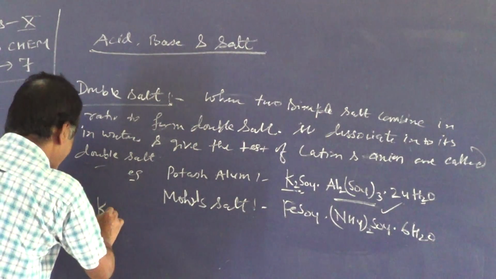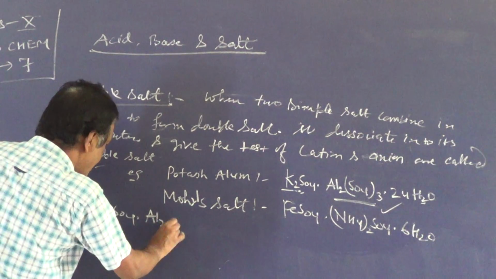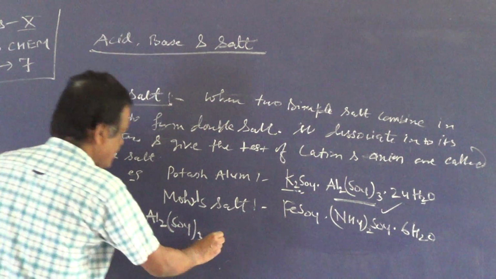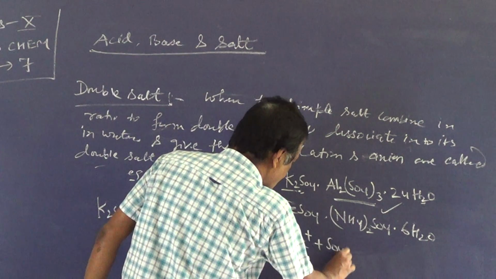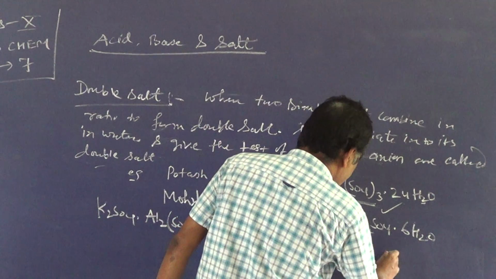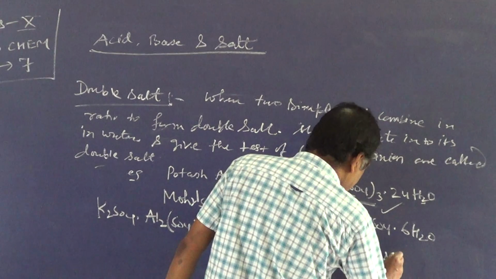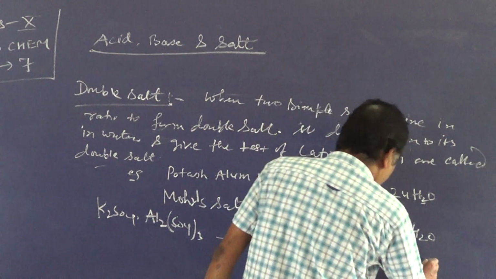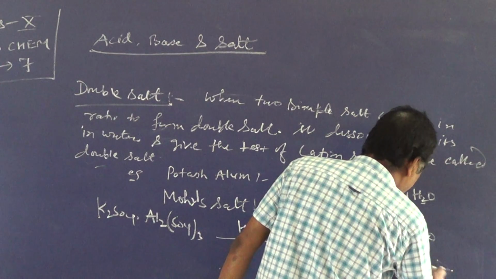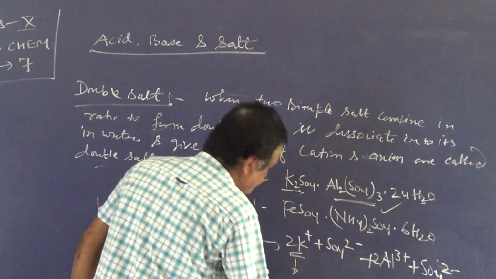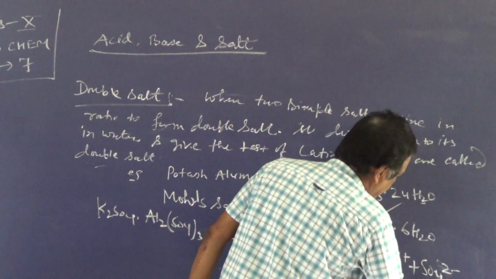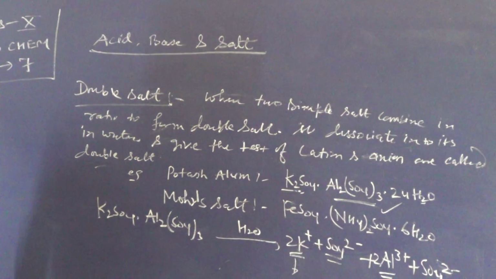Potassium sulfate K2SO4 and Al2(SO4)3 in water dissociate: 2K+ and SO4 2-, and aluminum also dissociates into 2Al3+ and 3SO4 2-. They dissociate into ions and give the test of potassium, sulfate and aluminum. So it does not retain its identity in aqueous medium. So these salts are called double salts.